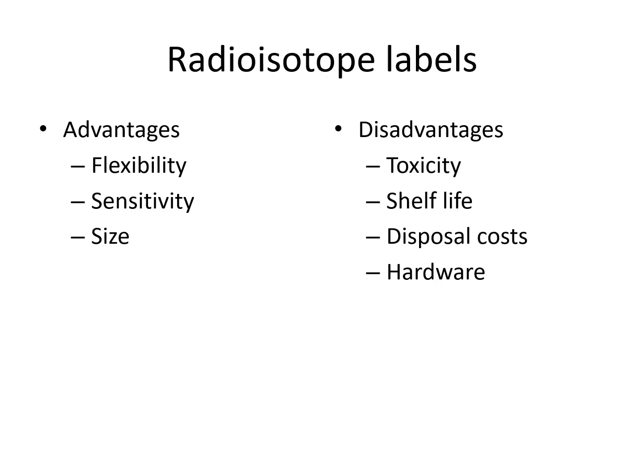The first kind of label is radioisotopes. So we know isotopes being alternative forms of an element that possess a different atomic weight. So the advantages of using these isotopes as labels is that they are very flexible, they provide for sensitivity, and the size is big enough to be detected.